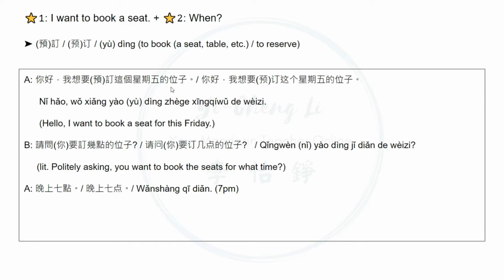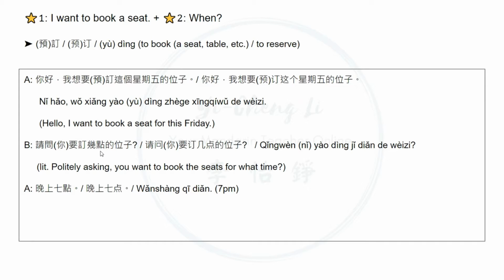你好，我想要订这个星期五的位置。Hello, I want to book a seat for this Friday, or kind of like book a table, or I want to reserve for this Friday. And the person, because you mentioned Friday but didn't mention what time, will ask you, 请问你要订几点的位置？几点 is what o'clock, so what time. And we make this what time into an adjective for the seat. So actually it's like the seat for what time in English, but we make it an adjective. It becomes what time's seat. Literally, politely asking you want to book the seat for what time?